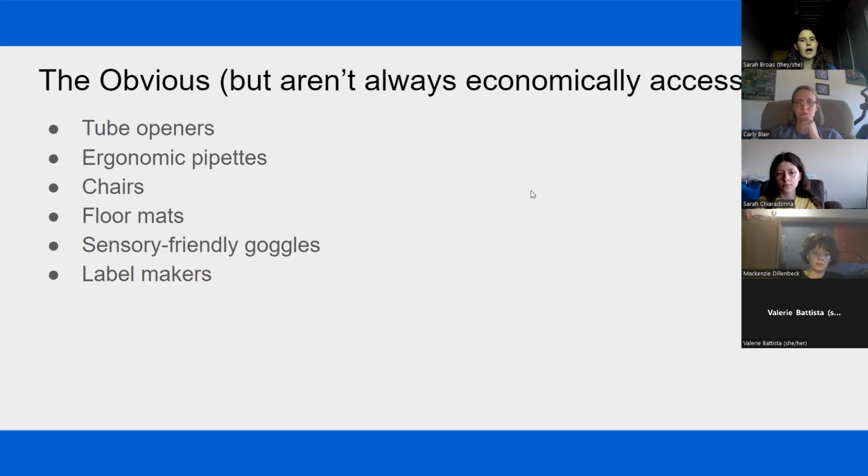So I wanted to start with the obvious, which is thinking about folks with more mobility concerns, such as tube openers. Tube openers are some simple tools that you can incorporate into your lab that are pretty cheap. Sometimes those Eppendorf tubes or small microcentrifuge tubes can be difficult for those who have fine motor impairments. So by getting a tube opener, it can open up a world of opportunities besides just the tube. Sorry, I had to do that.